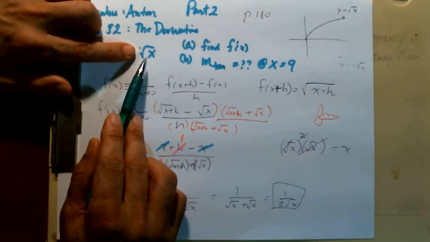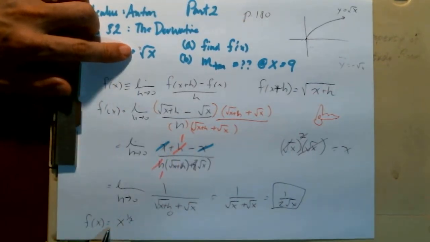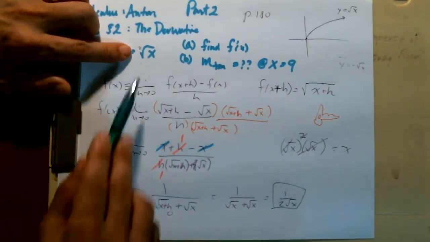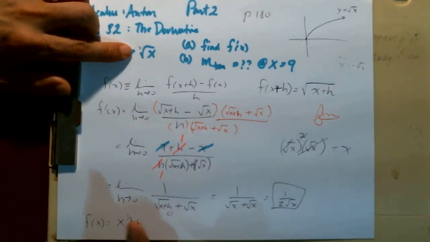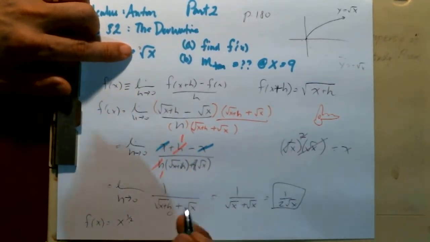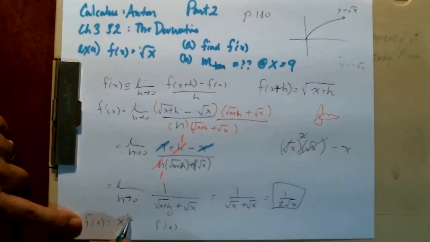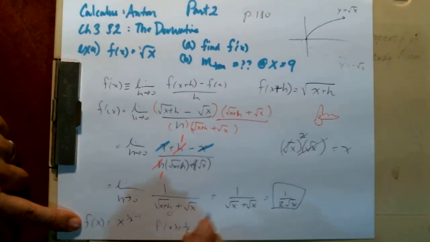So you have to be very familiar going from radical form to exponential form. So this is the same thing as that. If you need to brush up on exponential form to radical form, consult YouTube, there are lots of videos on that. And so when you take the derivative, f prime of x, we bring the power on down. It becomes 1/2, and then subtract 1 from there.